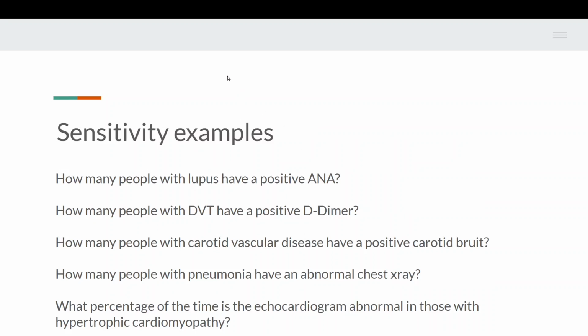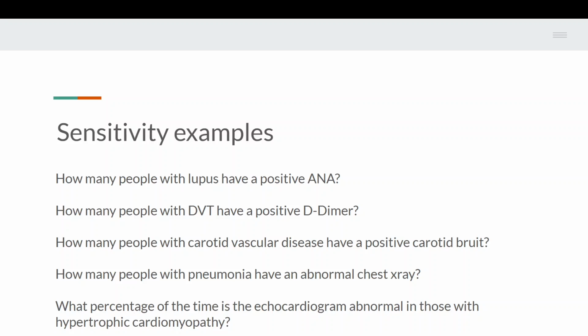So let's look at sensitivity in a little more detail. Here are some example questions that reflect sensitivity. How many people with lupus, in other words, who have the disease, have a positive ANA? That would be what is the sensitivity of the ANA. How many people with DVT have a positive D-dimer? In other words, those who are ill have a positive test.